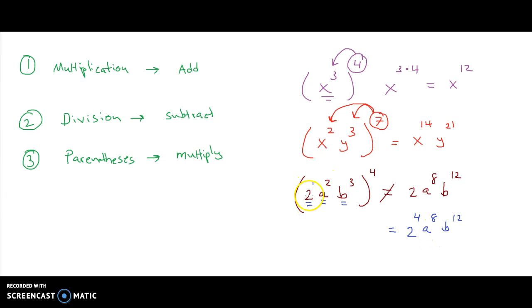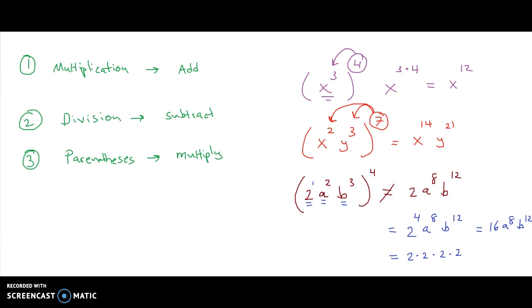If you have a regular number in there and not just the variables, you still have to multiply that exponent by the outside exponent as well. So this would be 2 to the 4th, a to the 8th, b to the 12th, which I think we could calculate. What is 2 to the 4th? 2 times 2 is 4, times 2 is 8, times 2 is 16. So on the answer key for the SAT, it'll be something like 16 a to the 8th, b to the 12th, which would be the correct answer for that. Okay, so just watch out for that. That's an easy mistake to make with the parenthesis rules.